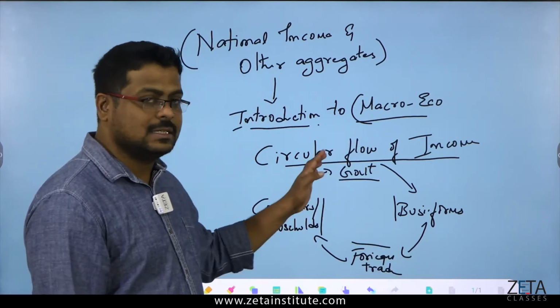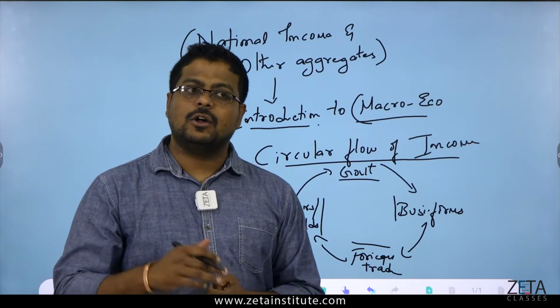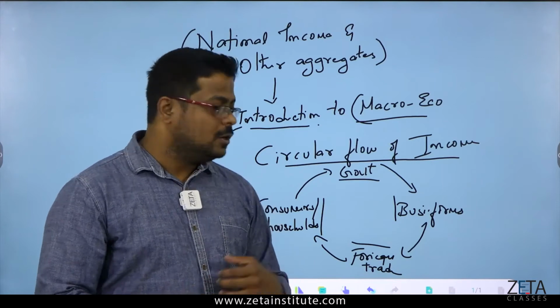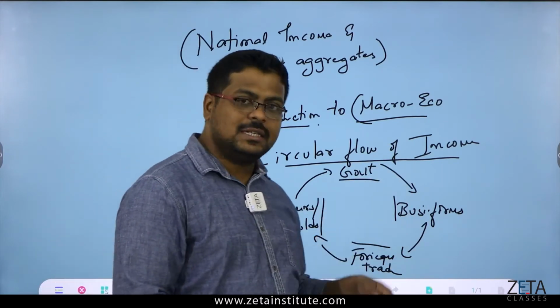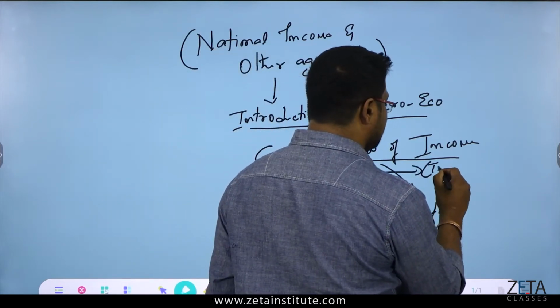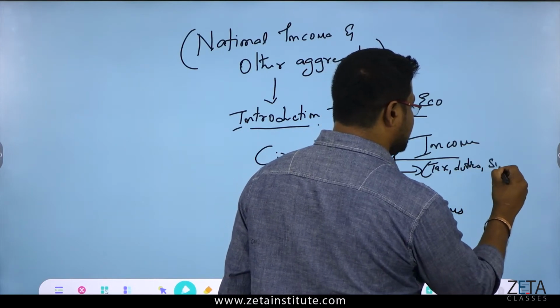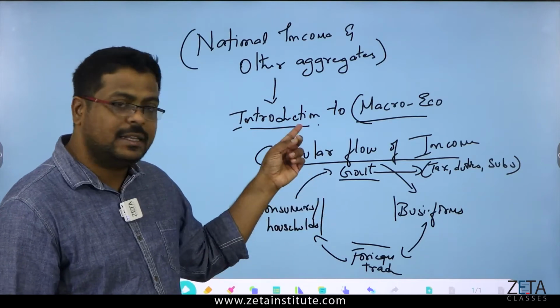Why this is like that is, government will put some taxes, government will give some duties, government will give some subsidies to make the circular flow of income. Next, business firm, what do they do? Governments, I'll give it here, they will issue tax, duties, subsidies, etc. So there is a role of the government in the economy.